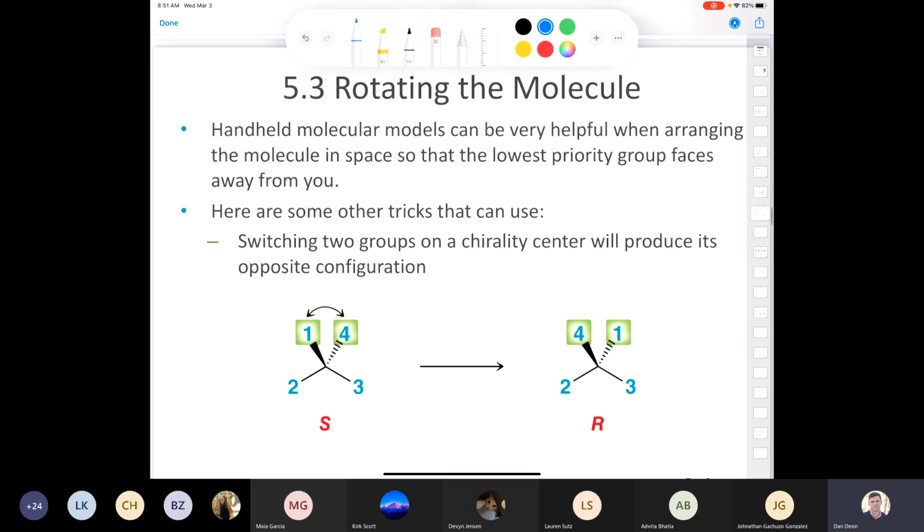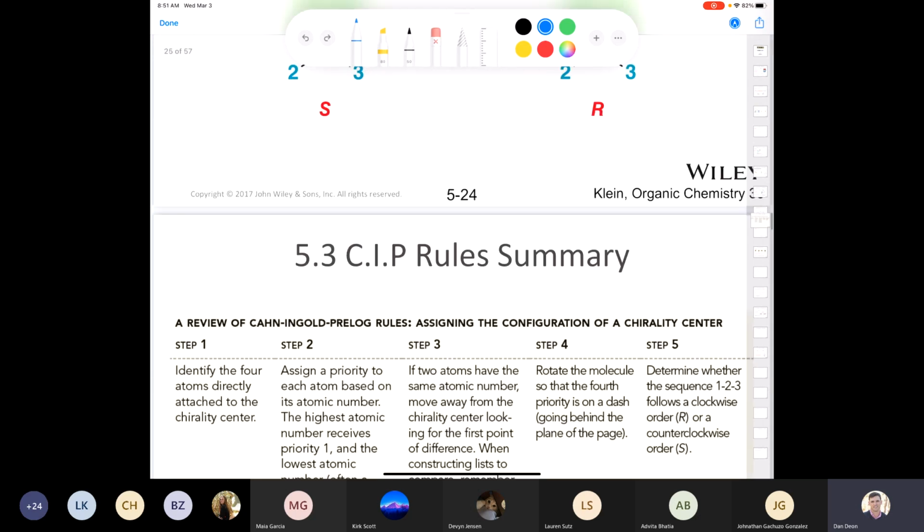Anyhow, so just other little tricks that you can use. If you swap any 2 groups, it wouldn't matter if you swapped those 2 or these 2 or these 2 or these 2, whatever. If you swap 2 groups on a chiral center, you reverse the stereochemical configuration. Okay, so that's one little trick.